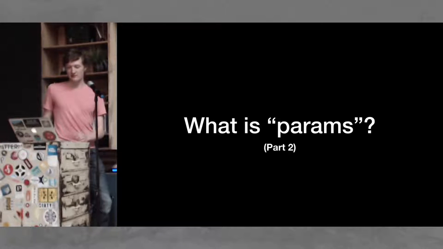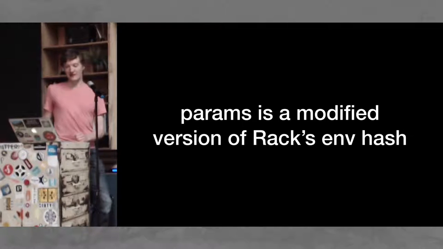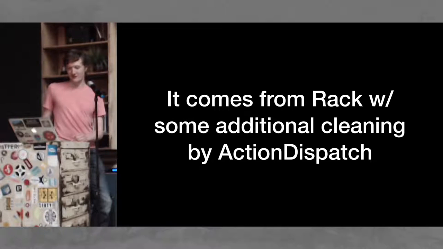So returning back to what is params, it's a modified version of Rack's env hash that strips away the stuff that Rails doesn't care about and adds some extra functionality. And where does it come from? It just comes from Rack, and Action Dispatch does some cool stuff to parse it and put it in an object that's ready to be used by your controllers.